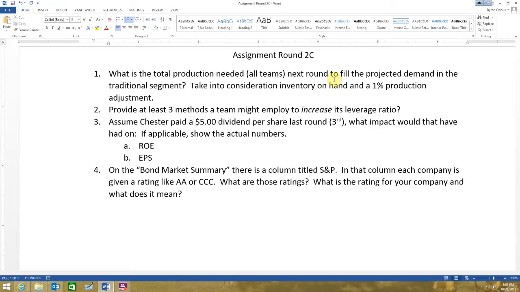Okay, 2 is provide at least 3 methods a team might employ to increase its leverage ratio. Now, if you remember last round, we kind of had a question about the leverage ratio. And in that case, we were reducing the leverage ratio. Okay, so what if we wanted to increase? Why would we increase? Maybe kind of a silly question, except it's not.